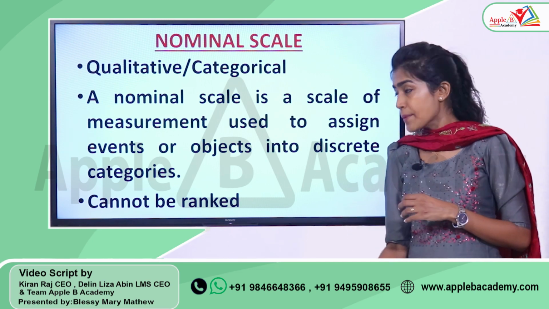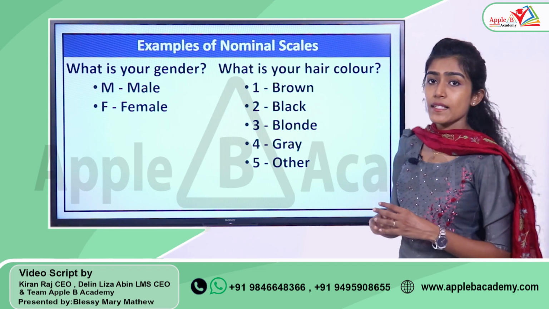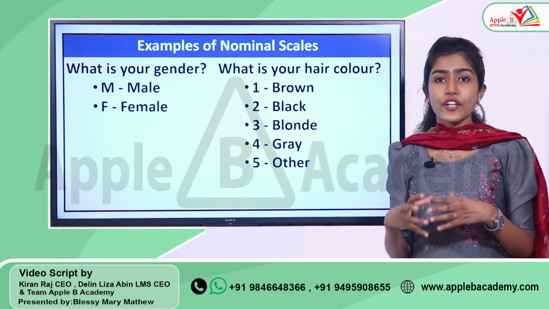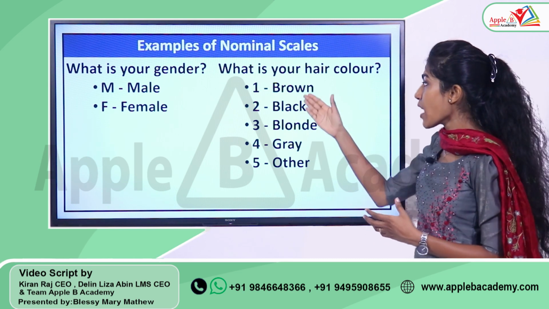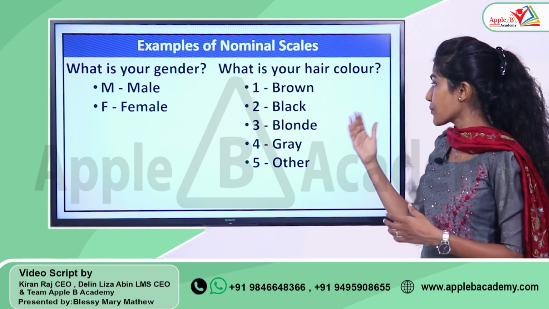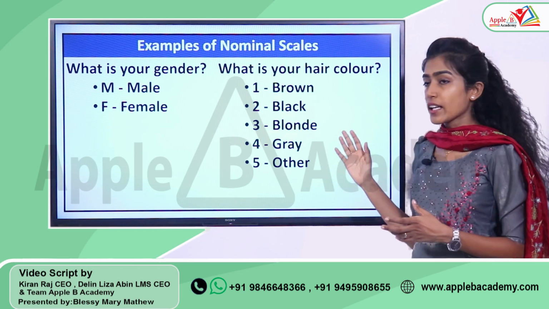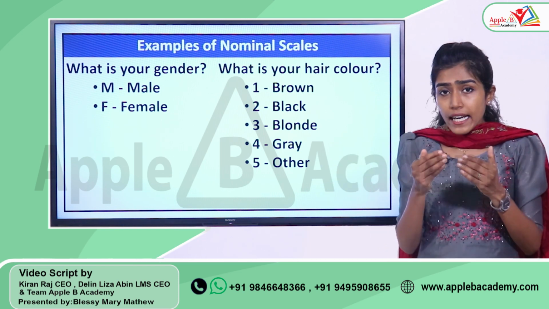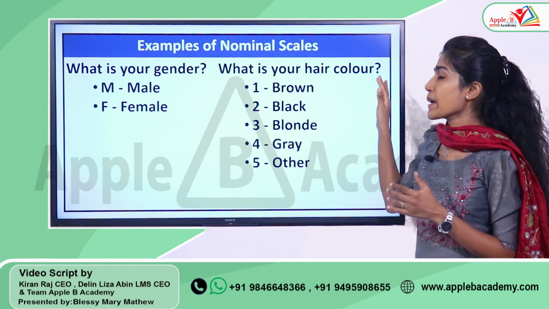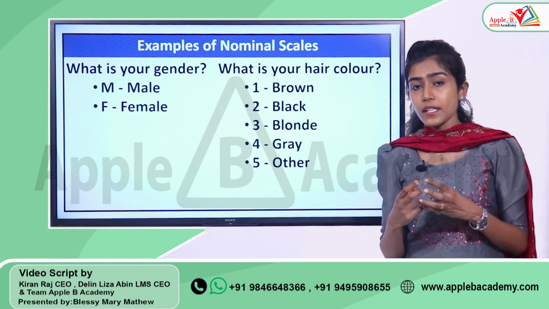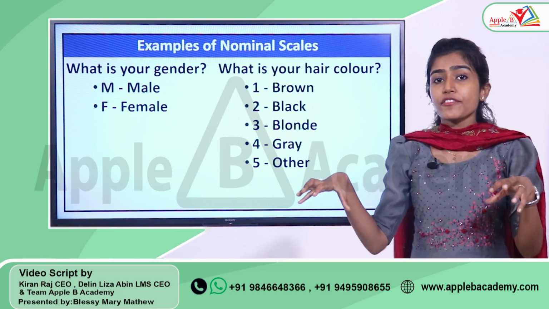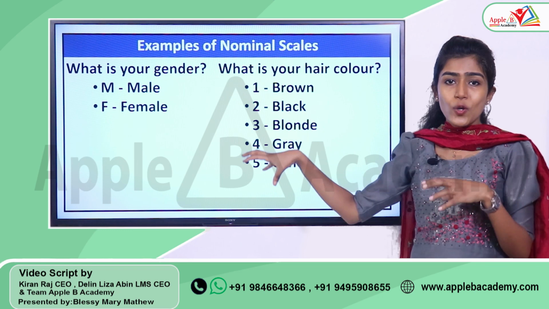I'll just give you an example. Consider the question asked here: what is your hair color? There are certain colors mentioned here: brown, black, blonde, gray, and other colors. What is the idea behind that? If you are collecting data based on the hair color of a group of people, we can collect this data and group these different people into different hair color groups, right?